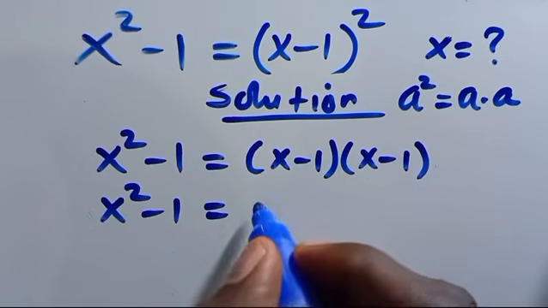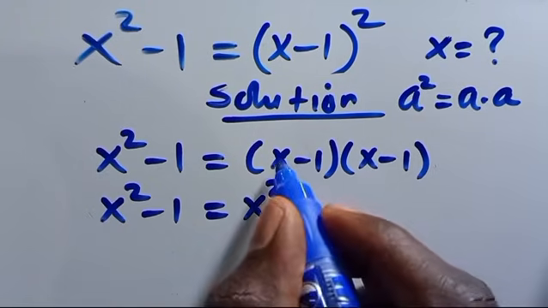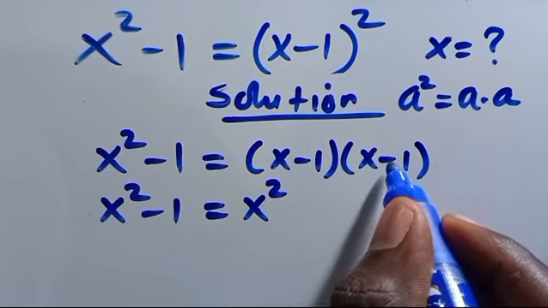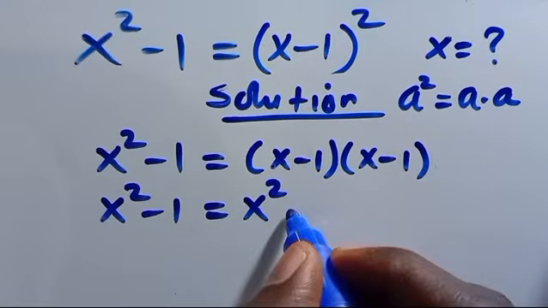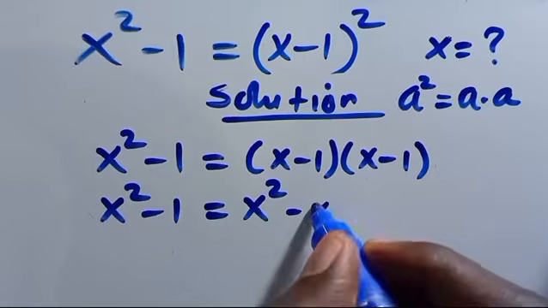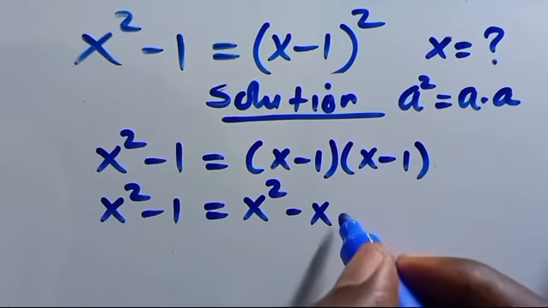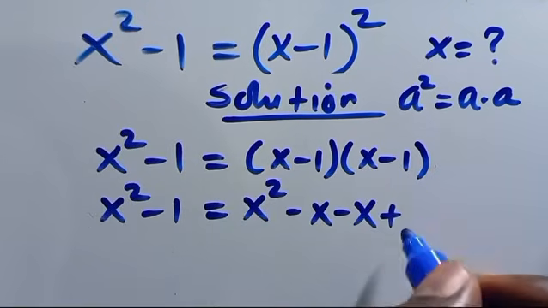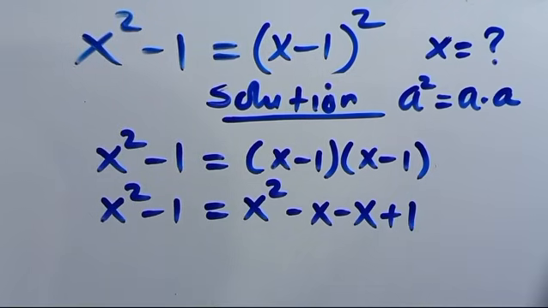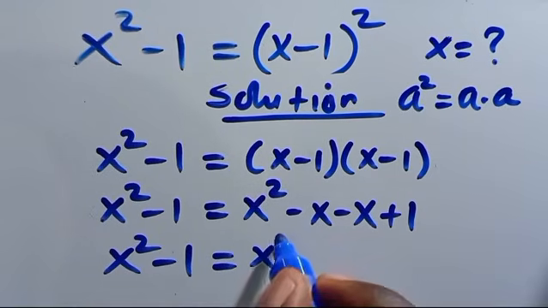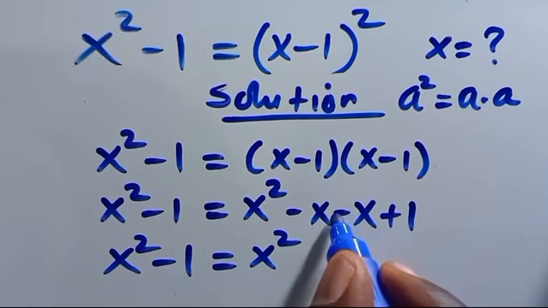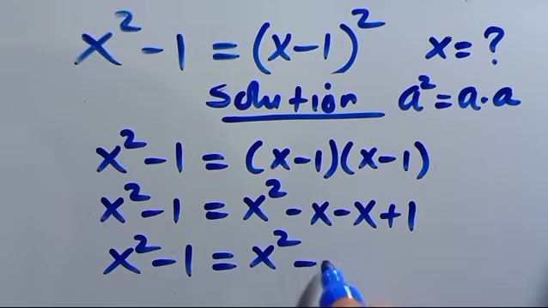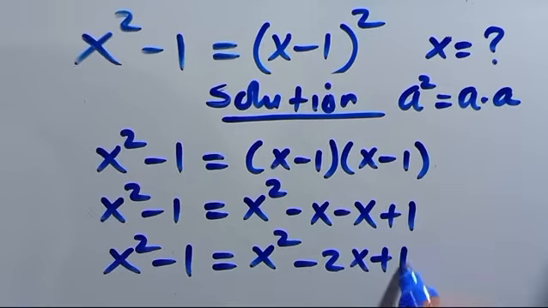equals x times x will be x squared, x times minus 1 will be minus x, minus 1 times x will be minus x, minus times minus will be plus, 1 times 1 will be 1. So from here we have x squared minus 1 equals x squared minus 2x plus 1.